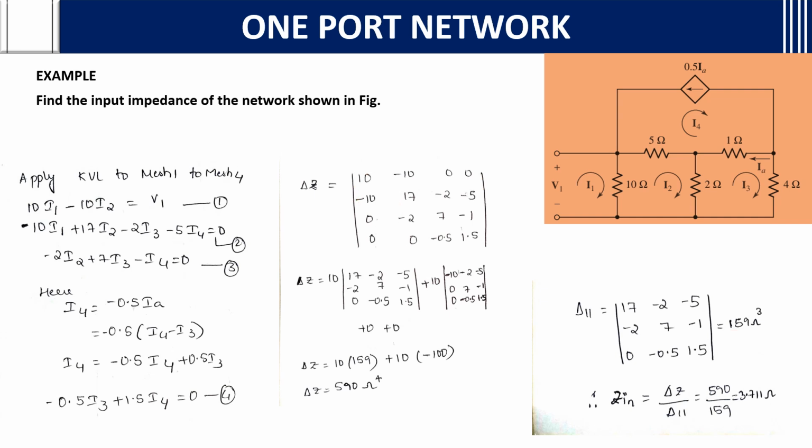Then after writing that, Zn is equal to what? Delta Z by delta 11. Delta Z is 590, and delta 11 is 159. You will get 3.711 ohm as the input impedance.